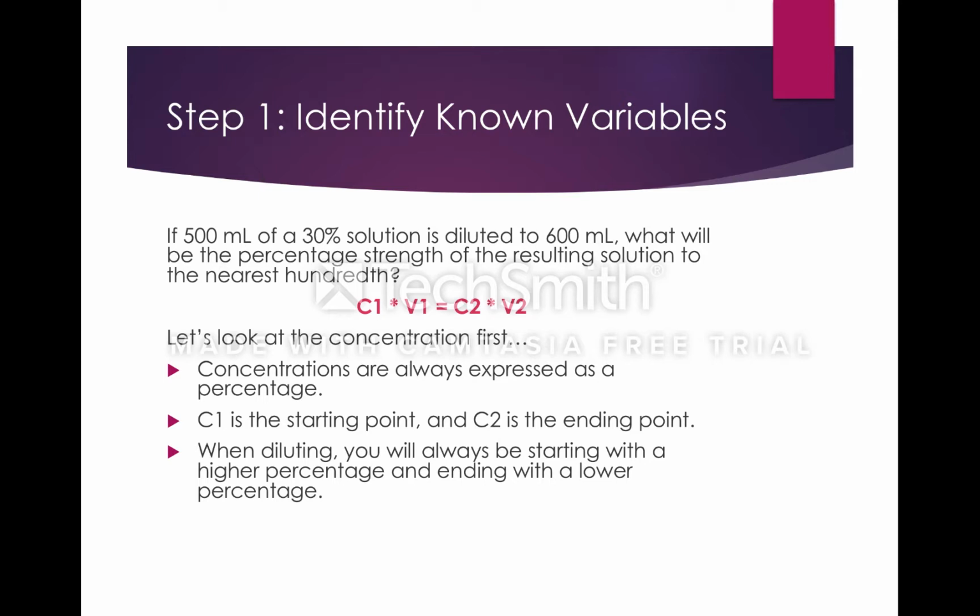So let's look at the concentration first. Concentrations are always expressed as a percentage. Those are our C's here. C1 is the starting point and C2 is the ending point. So when you're diluting, you'll start with a higher percentage and you'll end with a lower percentage. In this situation, C1 is 30%. And as you notice, there's actually only one percentage given in this problem. So C2 is the unknown. We want to determine the percentage strength of the resulting solution.